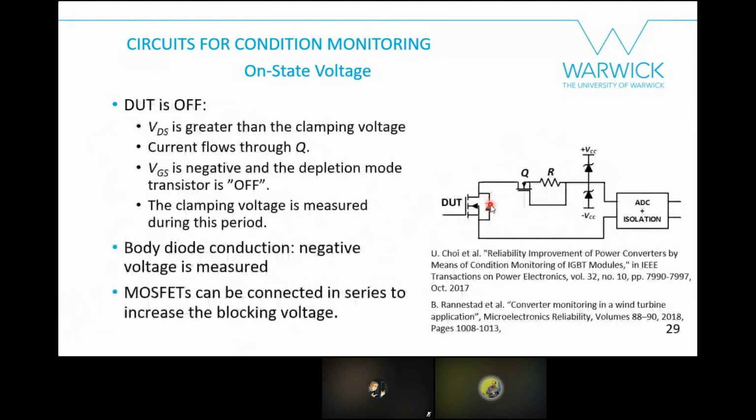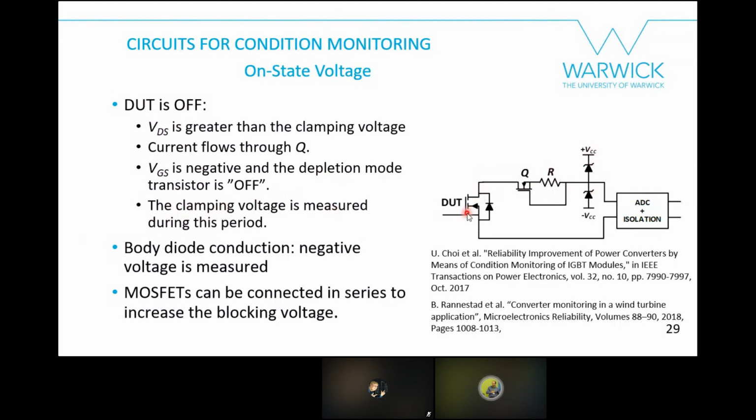Remember that it's a normally on transistor, and the voltage that you're going to measure is the on-state voltage of the device under test. When the device under test is off, VDS is higher than the clamping voltage, so there's going to be a current flowing through Q. So this means that the gate voltage of this device is going to be negative. This transistor is going to switch off, more or less.